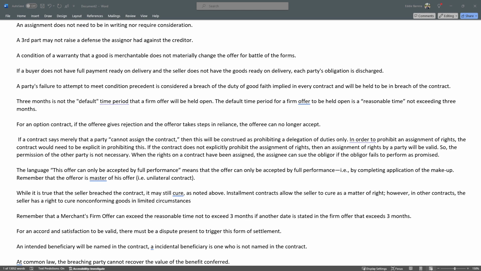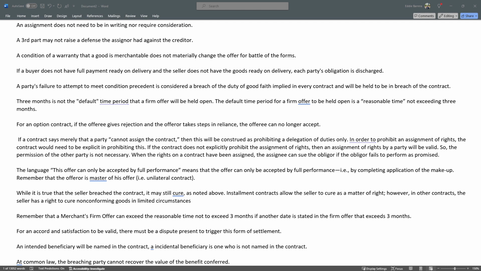So, the permission of the other party is not necessary. When the rights on a contract have been assigned, the assignee can sue the obligor if the obligor fails to perform as promised. The language, "this offer can only be accepted by full performance," means that the offer can only be accepted by full performance, i.e., by completing application of the makeup.